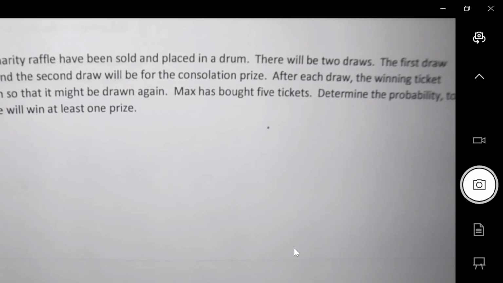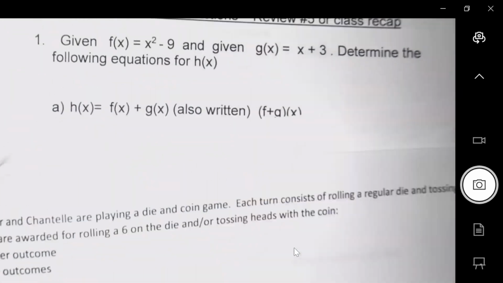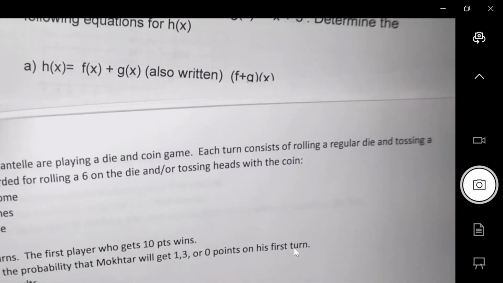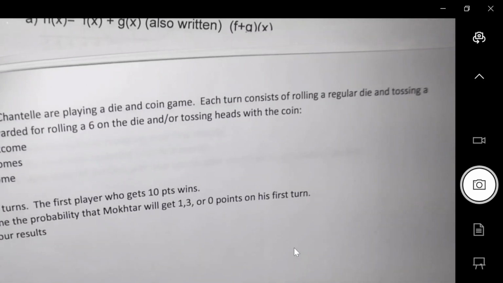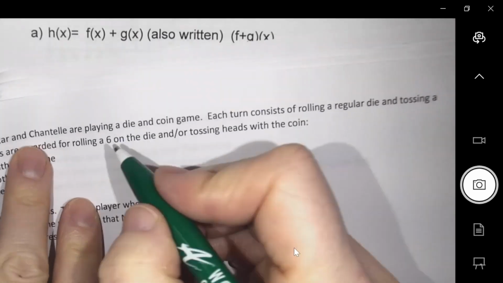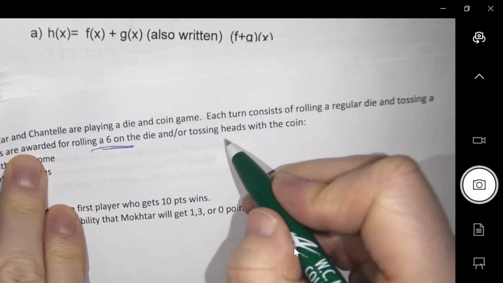Okay, next. Mokhtar and Chantel are playing a game with a die and a coin. Each turn consists of rolling a regular die and tossing a coin. Points are awarded for rolling a 6 or tossing a head.